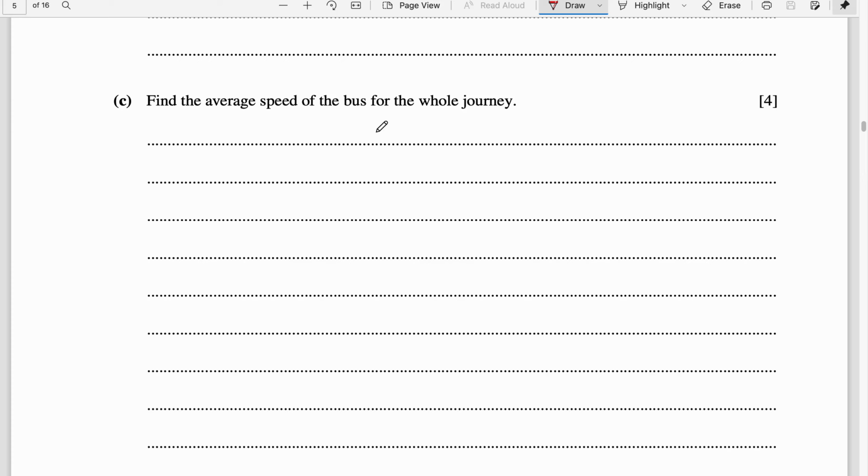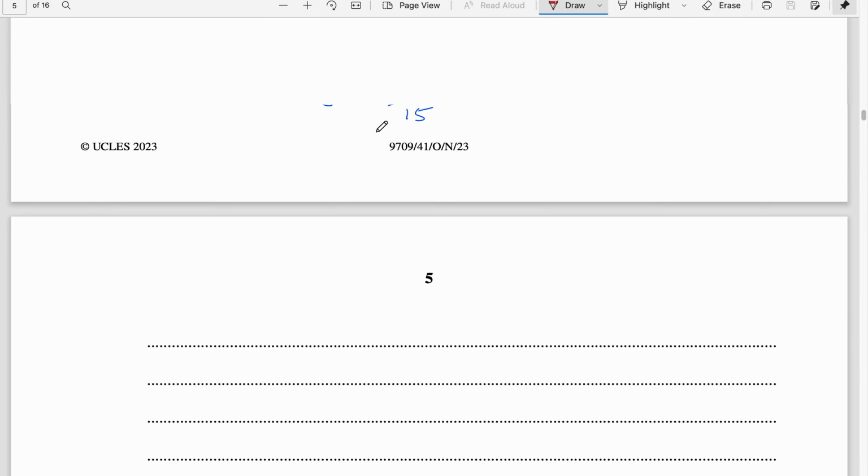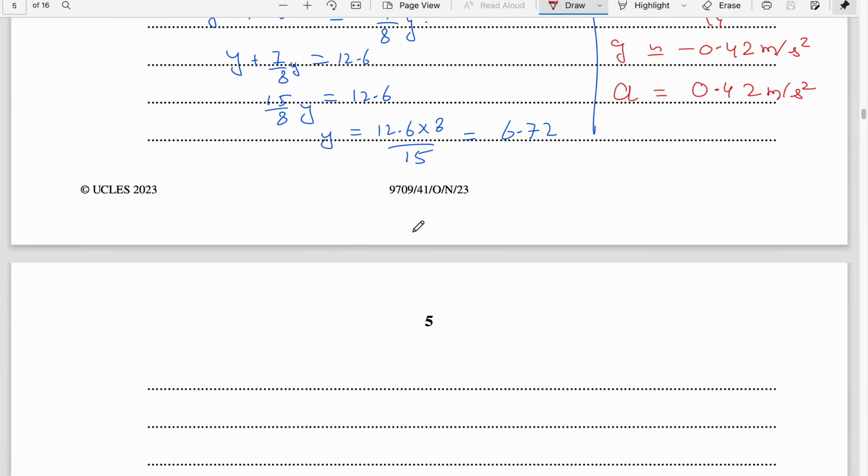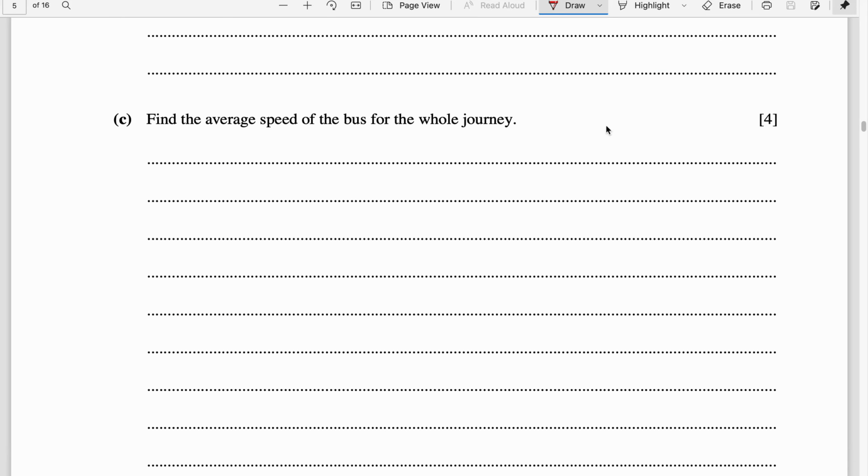So now the average speed is the total distance divided by total time. In order to reduce this struggle in moving up and down, I'm copying this graph here. So this graph is like this. This is 12.6 against 8 horizontal line for 40 seconds, making it 48. Then we have two sections, 1 and 2. It ends at 70. This value in between is 62. We just found 6.72, and we know all other values.